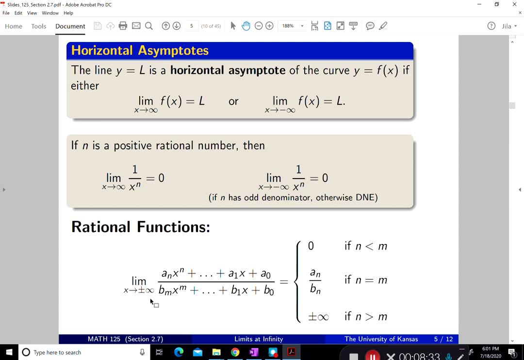The limit as x goes to plus or minus infinity of rational functions, which is a polynomial in the numerator over a polynomial in the denominator, is going to be 0 if the leading exponent of the numerator is less than the leading exponent of the denominator. It's going to be the ratio between the leading coefficients if the degree of the numerator and degree of the denominator are the same, that's the leading exponent equal to the leading exponent. Then it's either plus or minus infinity if the degree of the numerator is bigger than the degree of the denominator.